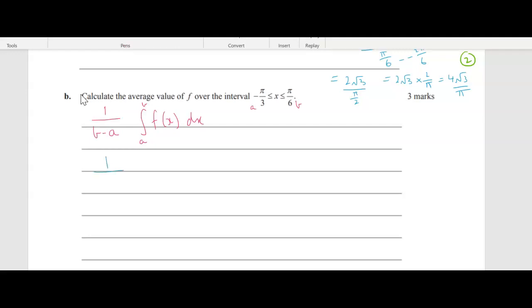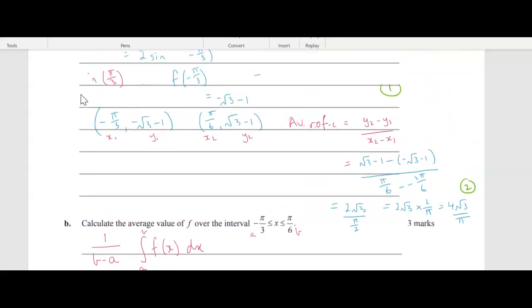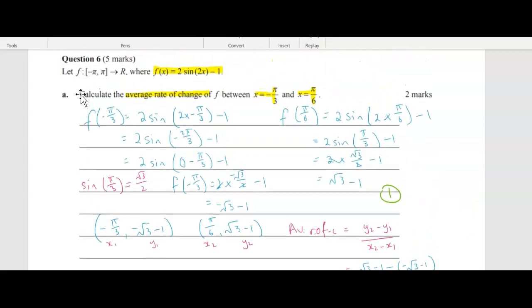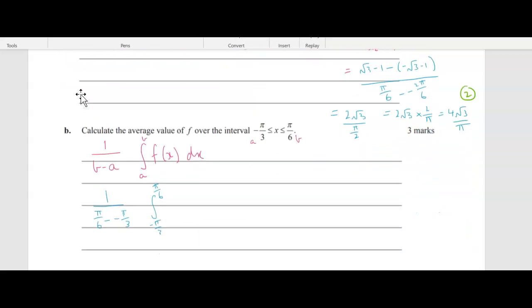So we're going to have 1 over b, which is pi on 6, minus a, which is negative pi on 3. So just be careful with those two negatives. And we're going from negative pi on 3 up to pi on 6. And our function, what were we working with? 2 sine 2x minus 1.